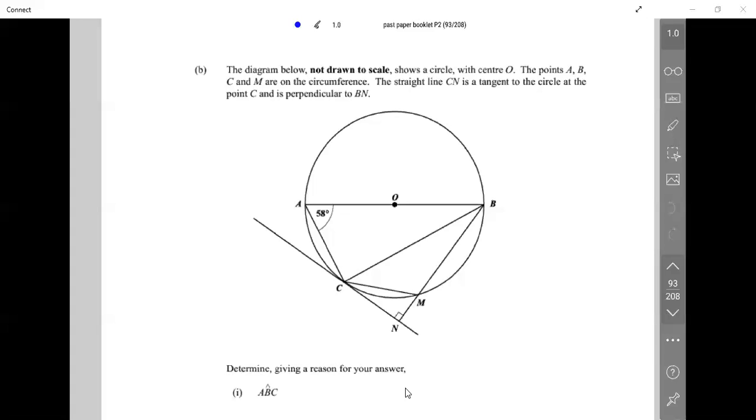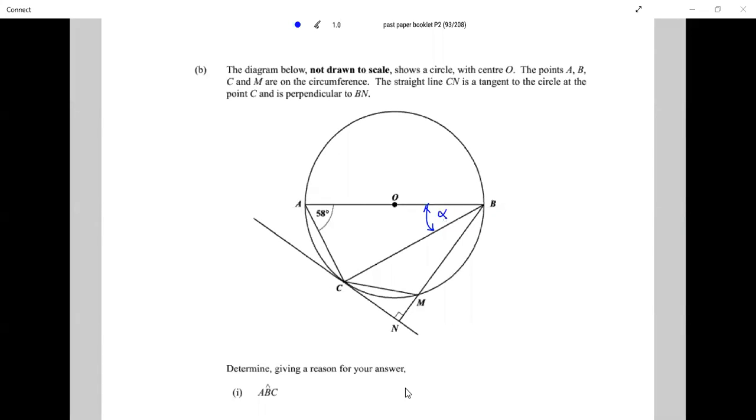The straight line CN is a tangent to the circle at the point C and is perpendicular to BN. We're to determine, giving a reason for your answer, (i) angle ABC. So we're going to identify angle ABC. This angle here they want us to find, I'm going to call it alpha.